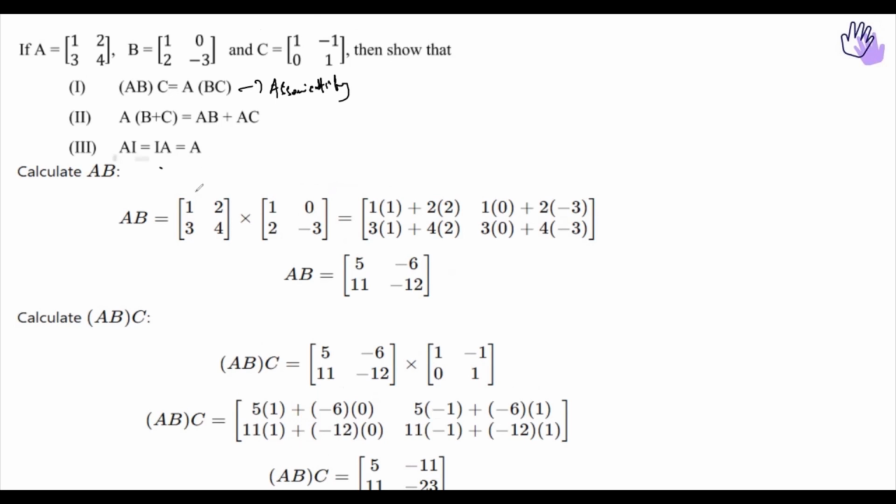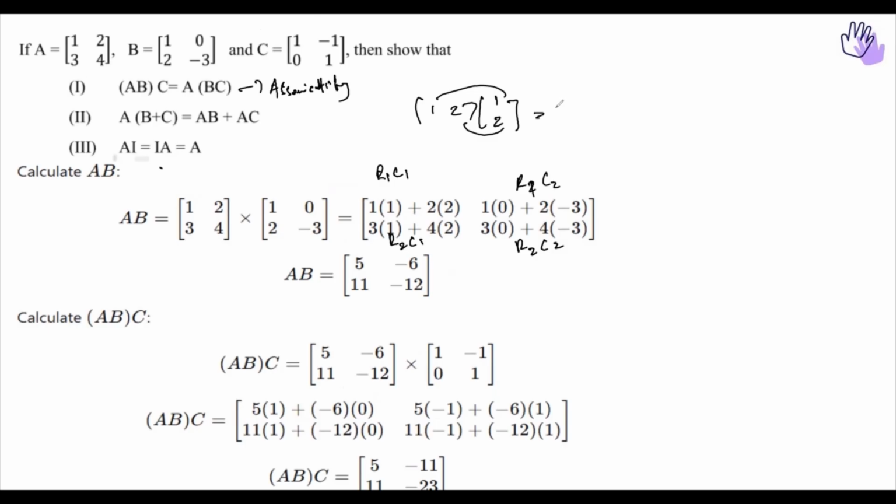So how do you find AB? As said, R1 C1, you get R1 C1 here, you get R2 C1 here, you get R1 C2 here, and you get R2 C2 here. So what is R1 C1? 1 2 1 2. Okay, so this is it.